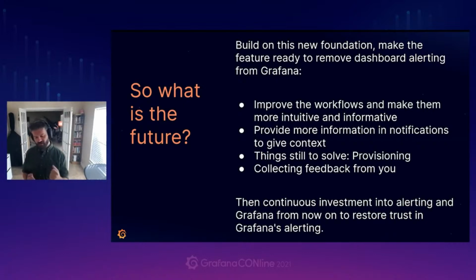You have that lever of one alert rule to multiple alert instances. So that needs a little bit more feedback to make sure you can control what you need to control for good alerts. We need to provide more information and notifications to give context. There's still some aspects to solve. We don't have provisioning for the new alerting system yet. And of course, we need to collect feedback from all of you and make sure it's what we need, that the users are getting what they need so we can go out of beta.